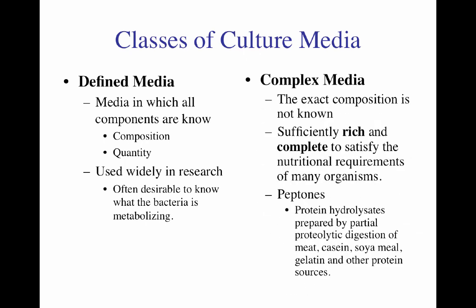On the other hand, we have the opposite, which is the complex media. In the complex media, the exact composition of the components is not known. So they are very rich media that are able to completely satisfy the nutritional requirements of even the most fastidious organisms. For example, oftentimes they contain peptones, and peptones are protein hydrolysates of digested meat, digested soya meal, gelatin, or other protein sources. One of the main components, for example, of a complex media is going to be yeast extract.